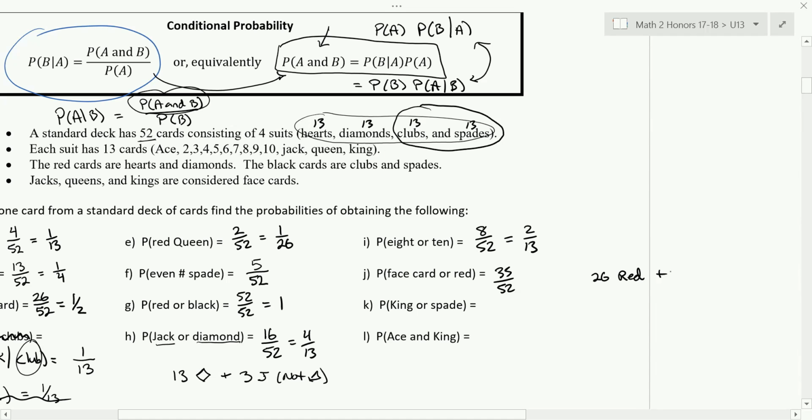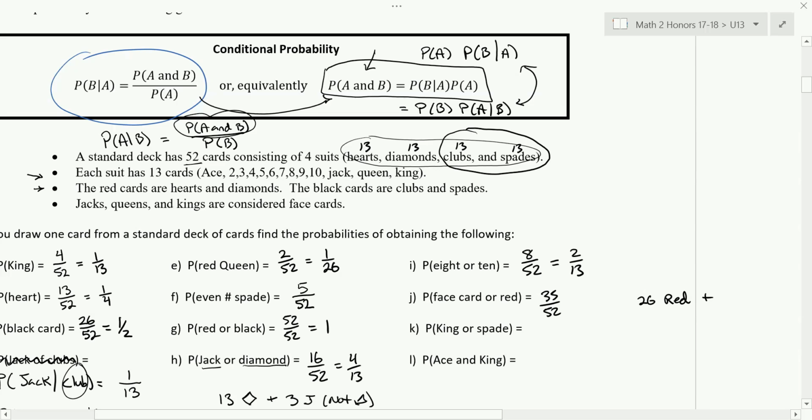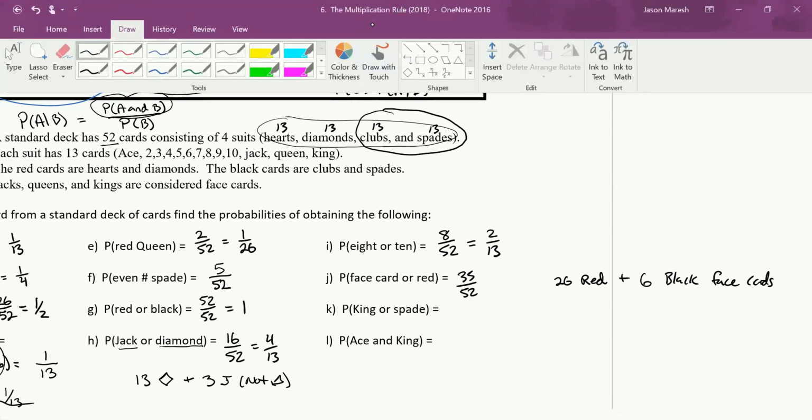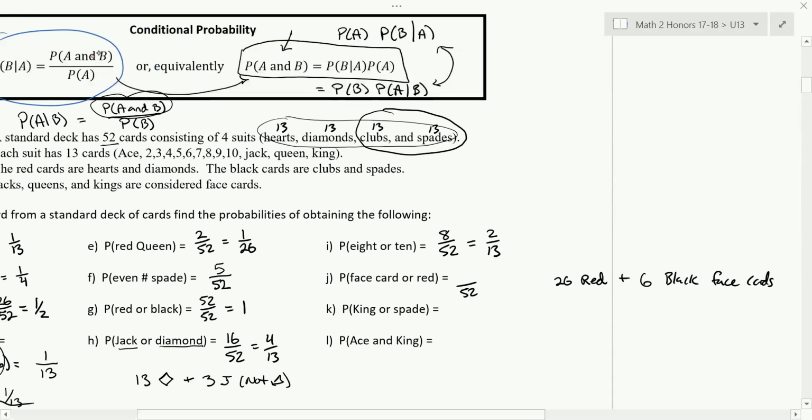And how do you get the 9? Well, how many face cards? What's a face card? Okay, so you got 3 face cards for each suit, right? So how many black face cards are there? Which ones are your black suits? Black cards are clubs and spades. So you got 3 face cards in your clubs, and you got 3 in your spades. So how many face cards? There you go. So you got 26 red cards, and you got 6 black face cards. And so when you add those together, we get our 32. And we can reduce that to what, 8 out of 13? Okay.